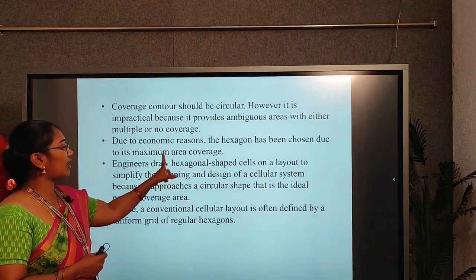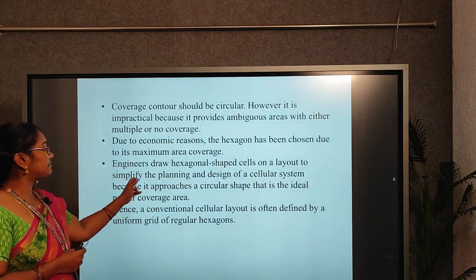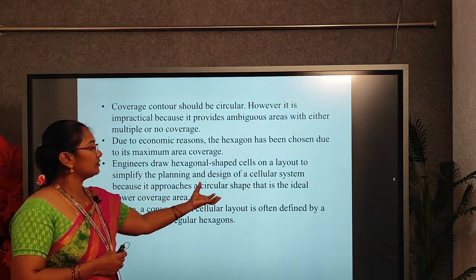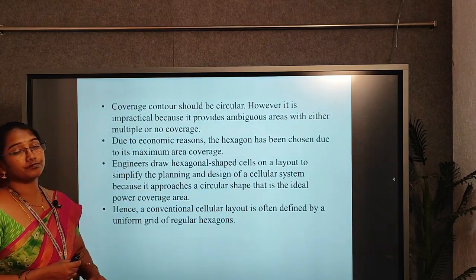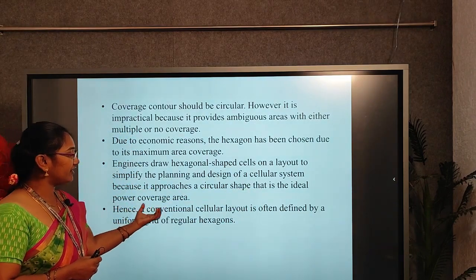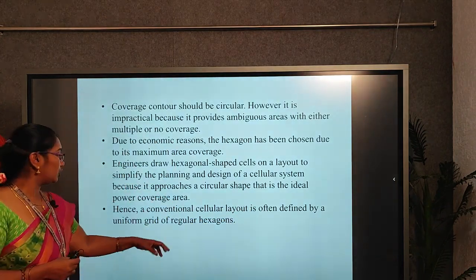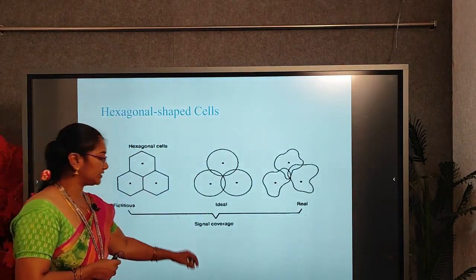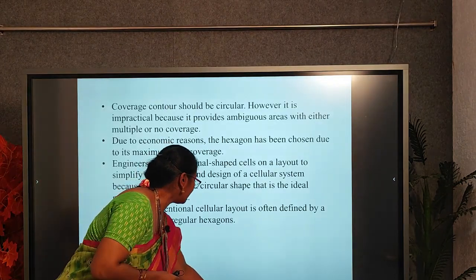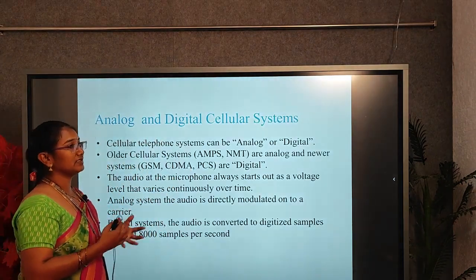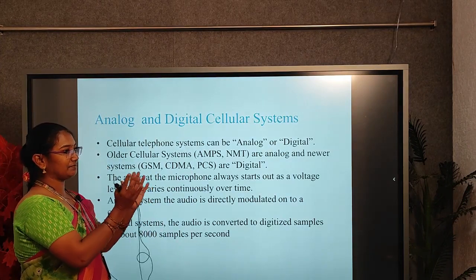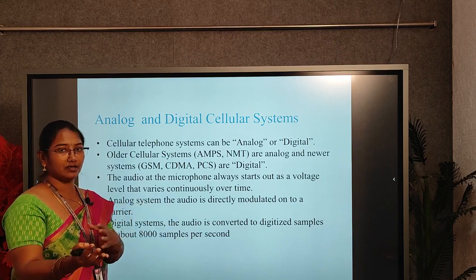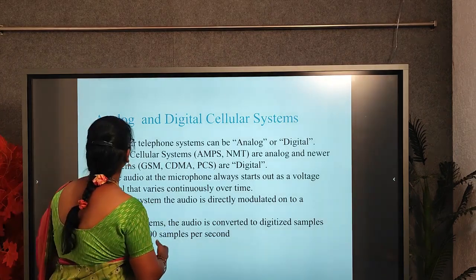Okay, engineers draw hexagonal shaped cells on a layout to simplify the planning and design of cellular systems because it approaches a circular shape, which is the ideal power coverage area. Hence, a conventional cellular layout is often defined by a uniform grid or regular hexagons. Why we prefer this is a design methodology. Whenever we design a circuit, we treat the ideal case, practical case and impractical case. That means if there is any failure, it may be like this also, right? So there are different types of cases.